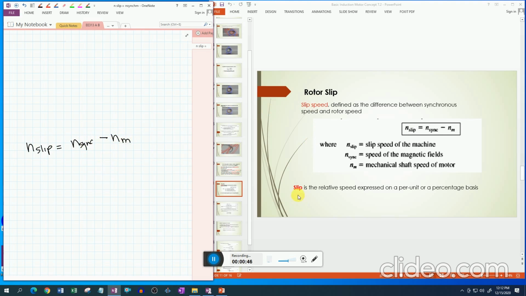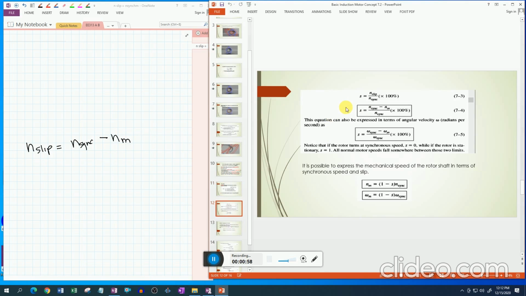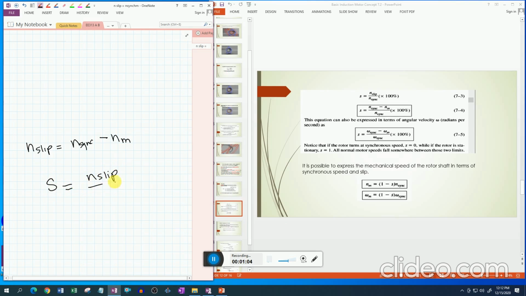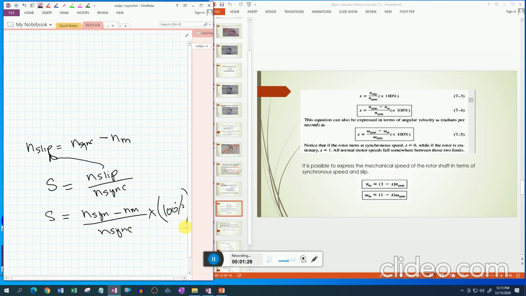And then another related term is simply slip. Slip is the relative speed expressed on a per unit or percentage basis, and its formula is like this. S is equal to n slip divided by n synchronous, and n slip is this, so S becomes n synchronous minus nm divided by n synchronous. This is the slip, and if you calculate it as a percentage, it becomes like that.